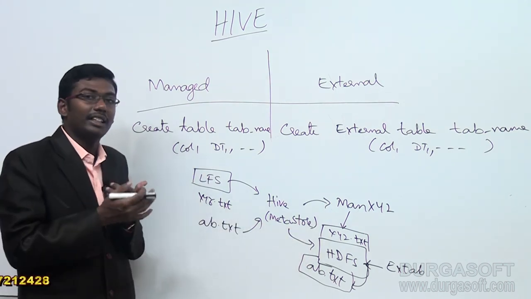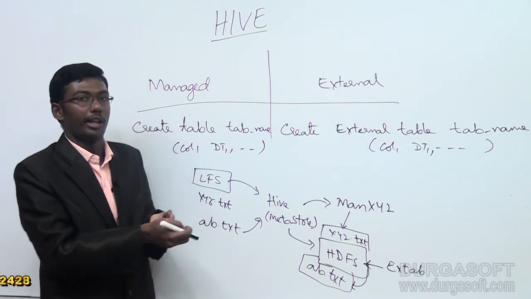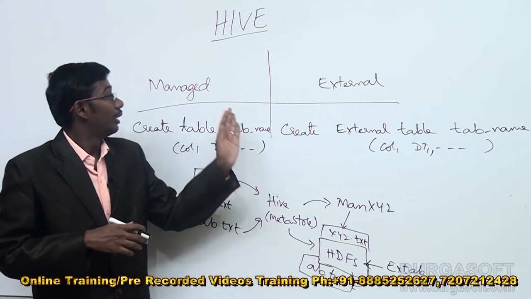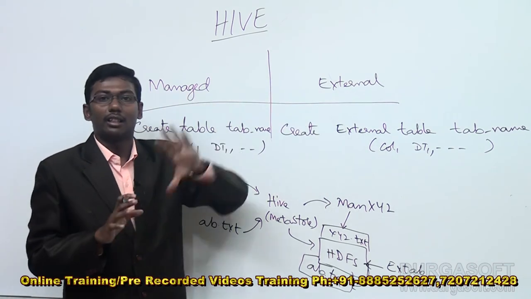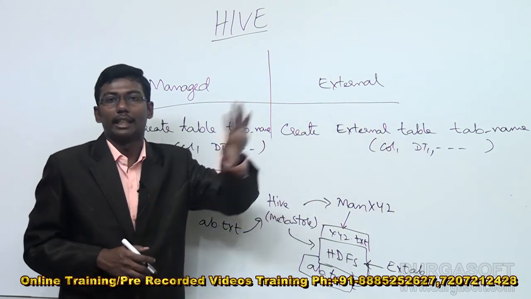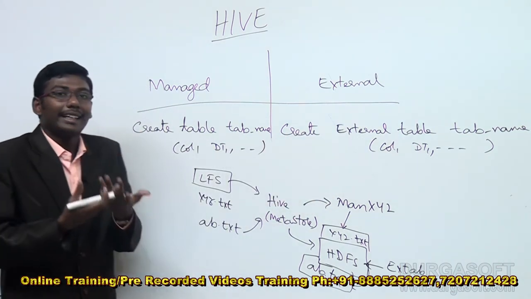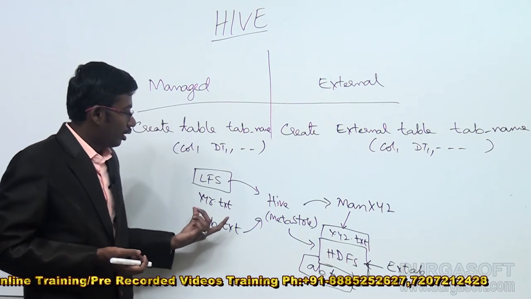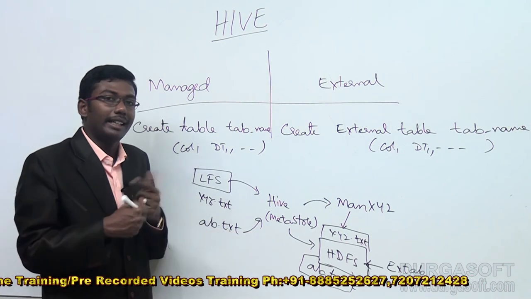I didn't give any difference with respect to the table creation. Moreover, we don't have a difference between the managed table creation and external table creation, except in the syntactical manner. Fine. So where can I get the difference? Let's have a look at a simple look up about deletion.